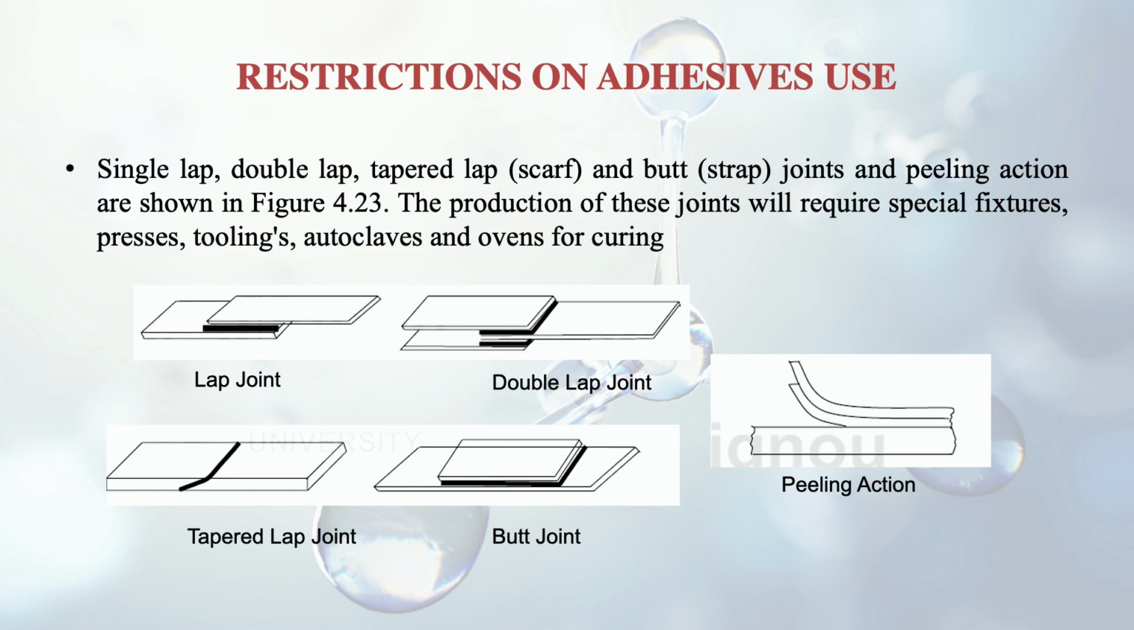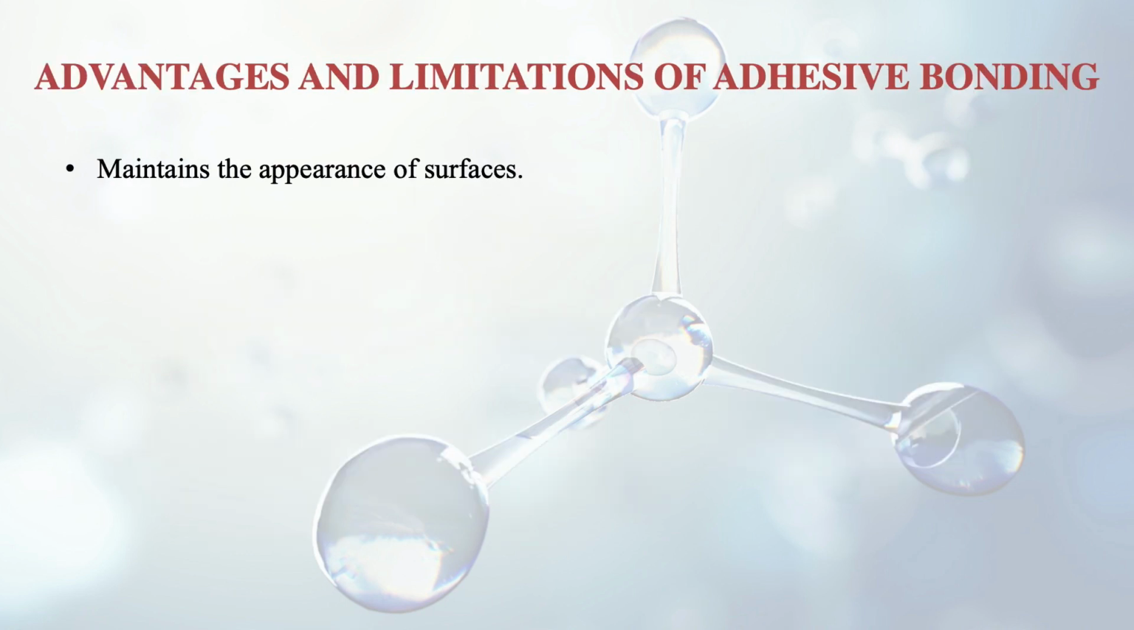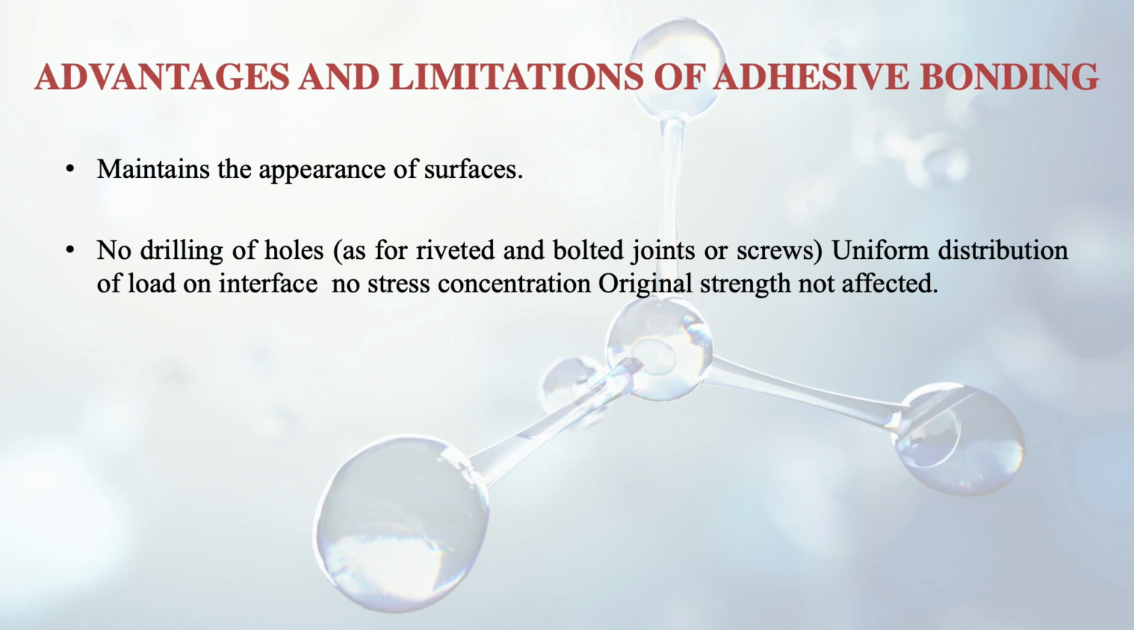Certain advantages and limitations of adhesive bonding. Advantages are like these: it maintains the appearance of the surfaces. In adhesives we don't need any kind of drilling, whereas in riveted and bolted joints we have the drilling. So in that way this won't weaken too much. And uniform distribution of load on the interface will be there, and that will further lead to no stress concentration, and further the original strength will not be affected because we won't have any stress concentration.